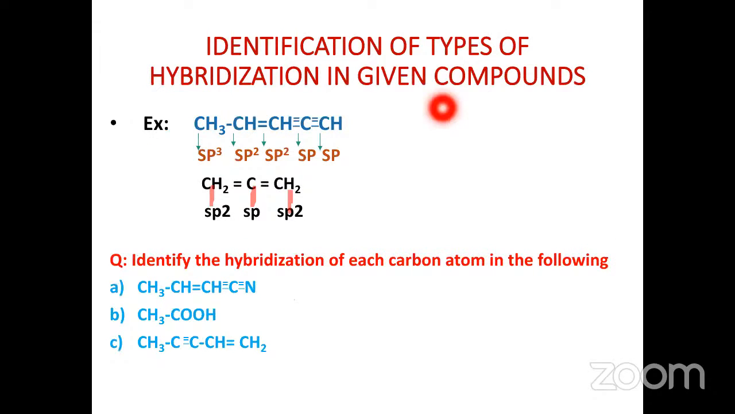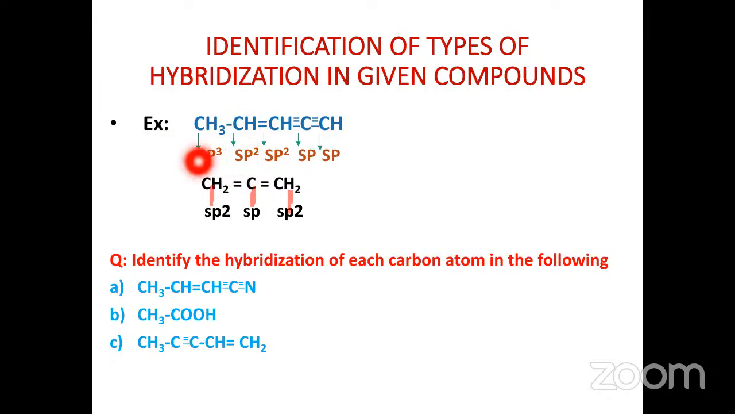The next topic is identification of types of hybridization in given compounds. How to identify the hybridization in given compounds? For example, this compound is given. Here this carbon exhibits sp3 hybridization. In this one, this carbon shows sp2 hybridization.